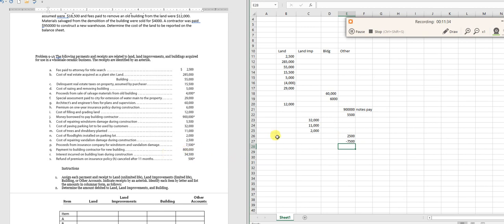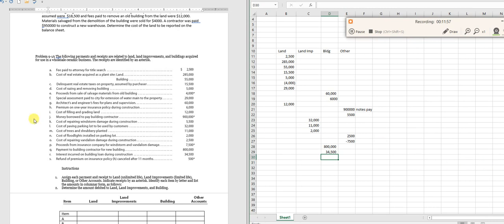Payment of the contractor. So here's where it goes to building. So notice, if you put the borrowed money in building, you would be double counting because you borrowed the money, now you're paying them. Interest incurred on the building loan during construction. Since I'm building it, it's added to the cost of the building. And refund of premium on insurance policy canceled after 11 months.